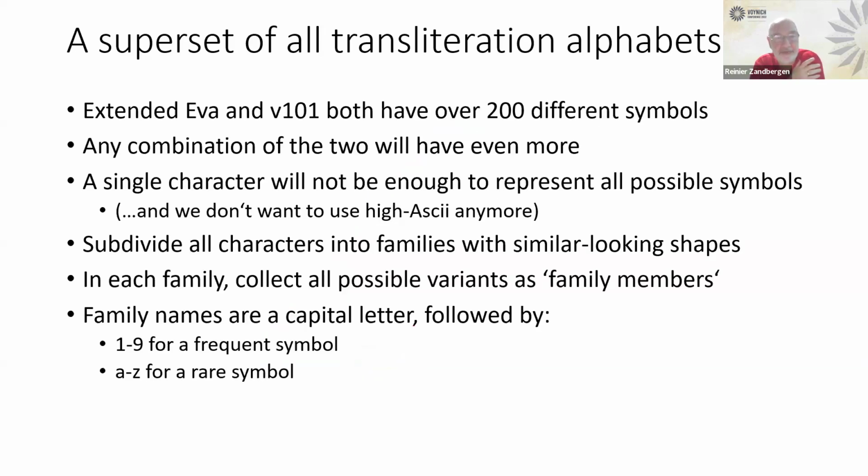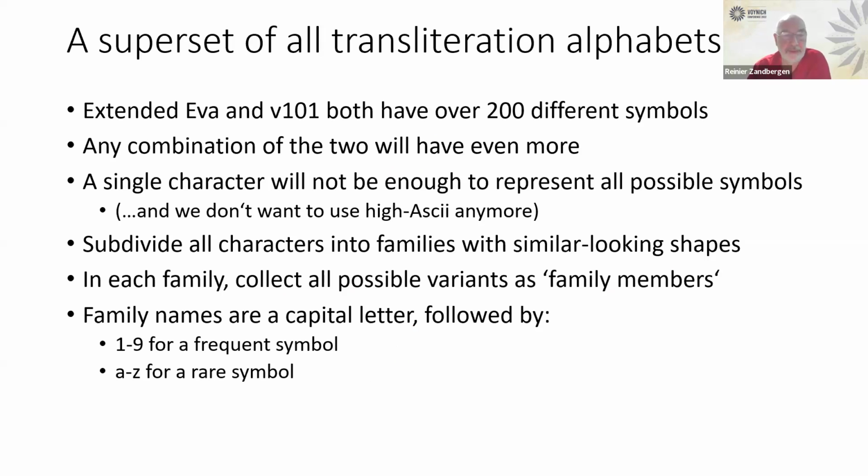Now, extended EVA and V101 both have over 200 different symbols, so the combination of the two will have even more, which means that a single character will not be enough to represent all possible symbols. And in any case, we don't want to use high ASCII. It's very, very inconvenient and old-fashioned.